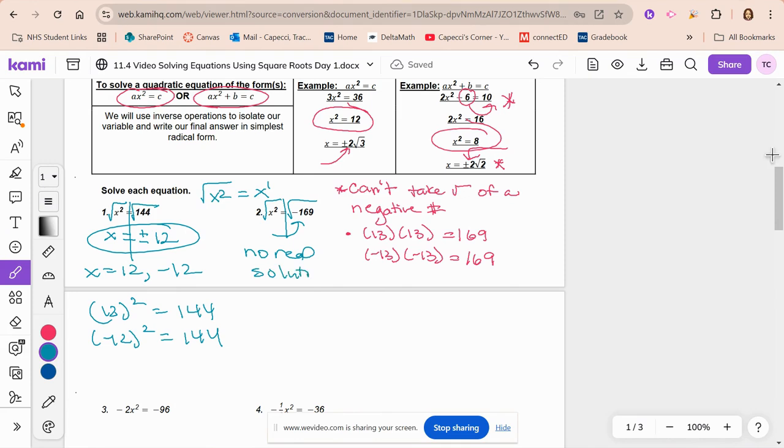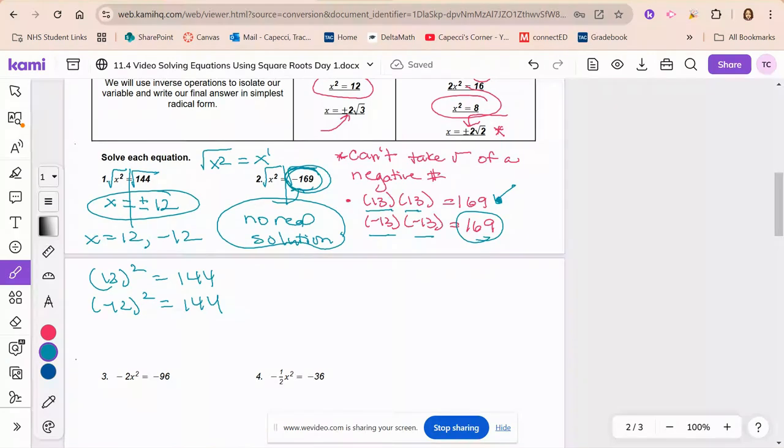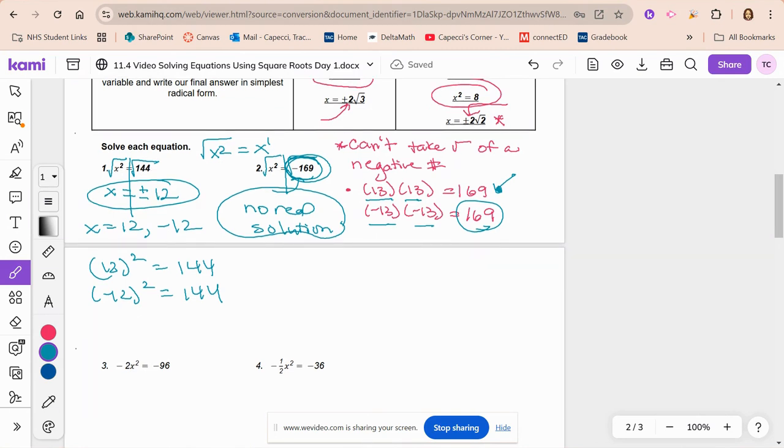And the reason why we can't have a real number that will work, because look at these examples here. If I take 13 times 13, that gives me positive 169. I'm looking for something that when I multiply, I get negative 169. What if I take negative 13 times negative 13? That's also positive 169. So again, nothing is going to give me negative 169 when I multiply it by itself.